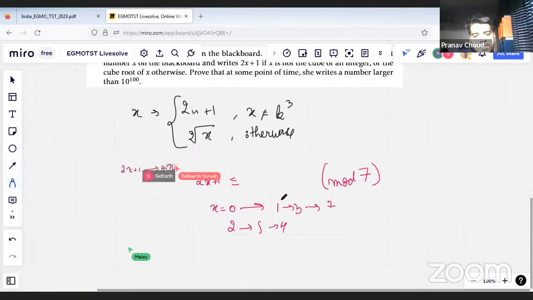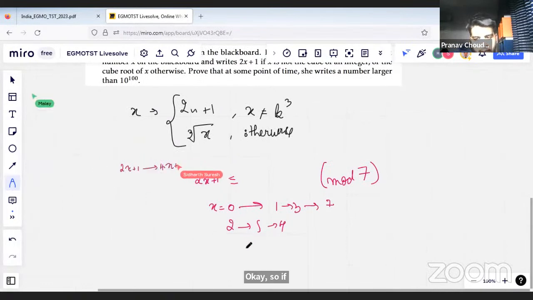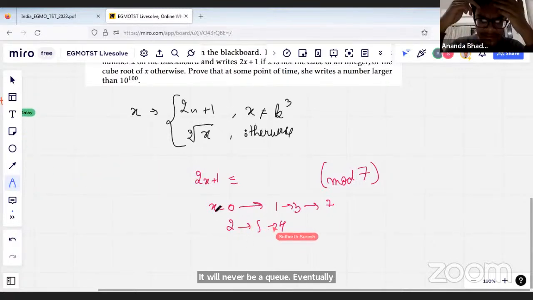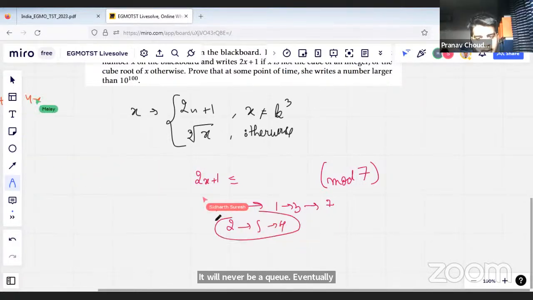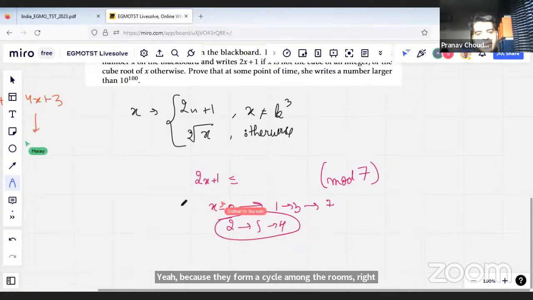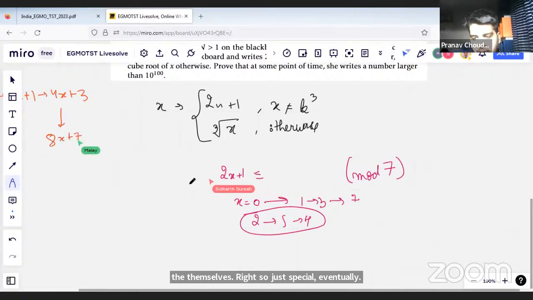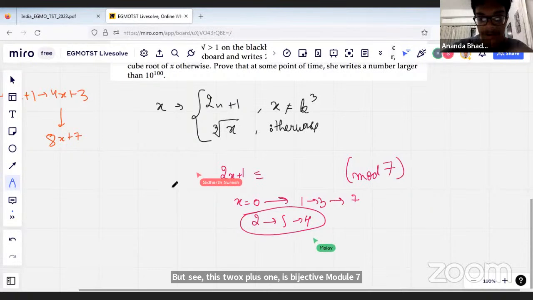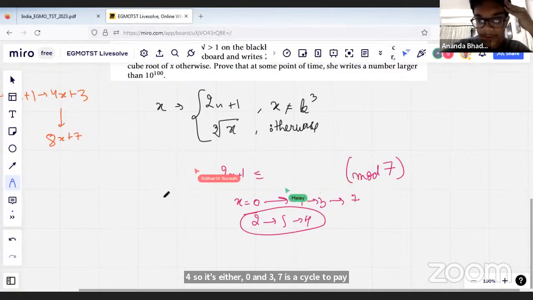Okay, so if x is 2 mod 7 or 4 mod 7 or 5 mod 7, it will never be a cube eventually. 2, 5, 4. Okay, fine. Yeah, because they form a cycle among themselves, right? So we just have to show eventually it will be 2, 4, or 5. But see, this 2x plus 1 is bijective modulo 7, so nothing else reaches 2, 5, and 4. So either 0, 1, 3, 6 is a cycle, 2, 5, 4 is a cycle. So these things never reach 2, 5, 4.